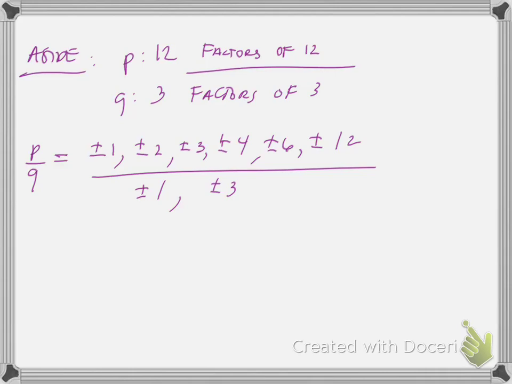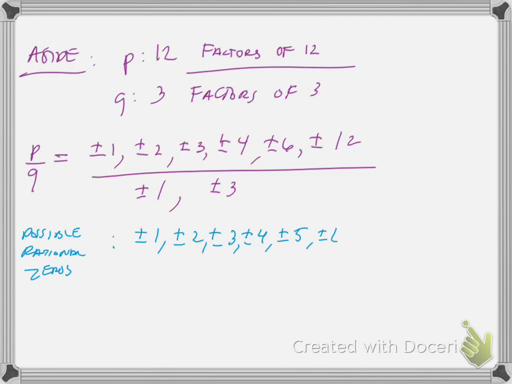Since the denominator can be plus or minus 1, we know that the possible rational zeros will be plus or minus 1, plus or minus 2, plus or minus 3, plus or minus 4, plus or minus 6, and plus or minus 12. Where did I get plus or minus 5 from? 5 is not a factor there. You take the ratio of each of your numbers. If you take 1, it's just going to be the numerator, but now that we have something other than 1 in the denominator, you have to take those ratios.